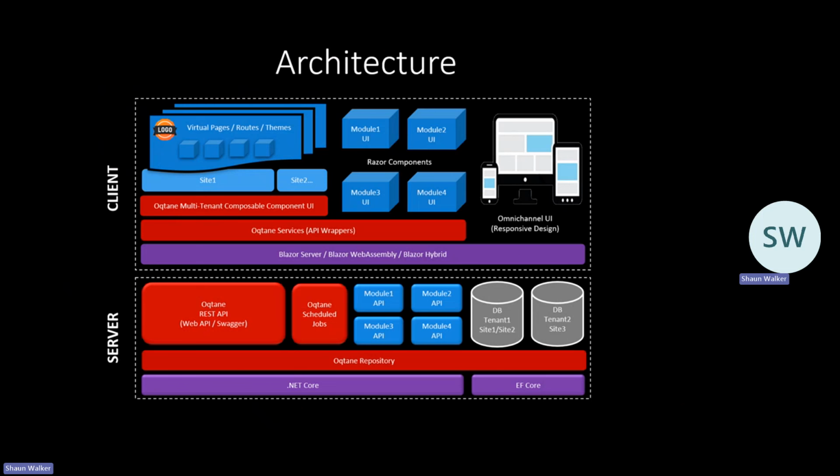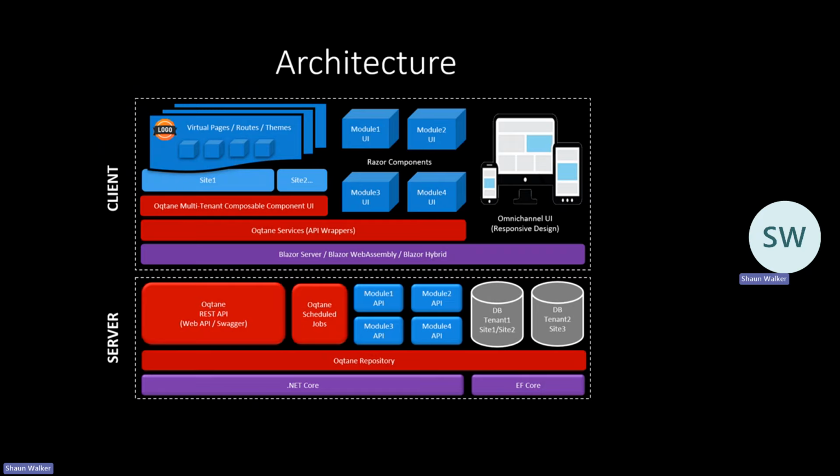Oqtane also has the ability to host scheduled jobs on the server. It uses the .NET Core IHostedService interface so that those jobs can run within the context of an app service or a website. And again, by using this approach, it requires less infrastructure, which was one of the overall benefits of Oqtane, right? Build applications, not infrastructure. And then you, of course, can have your independent module APIs also on the server. On the client side, it uses Blazor, and that supports Blazor Server, Blazor WebAssembly, and Blazor Hybrid.